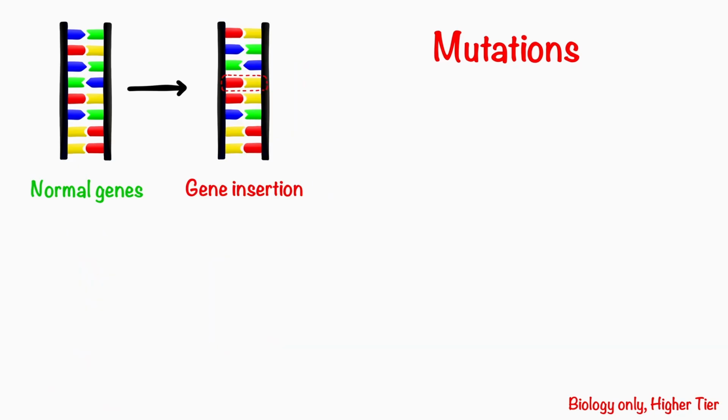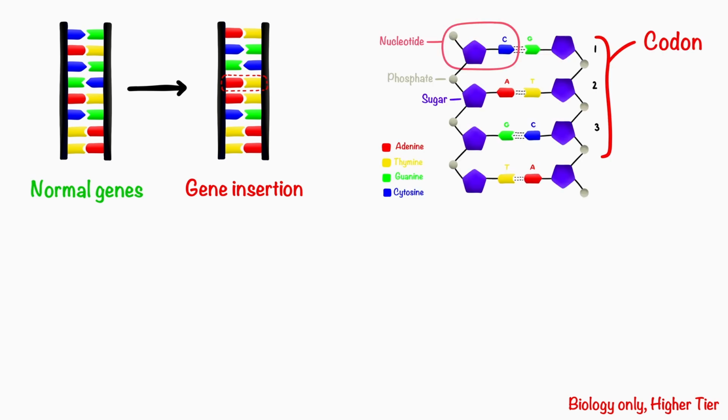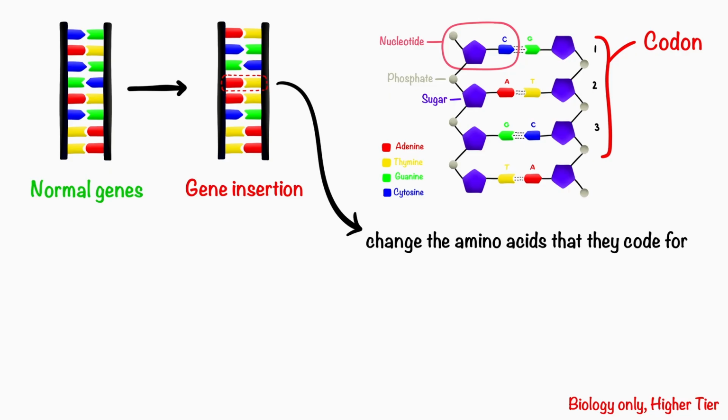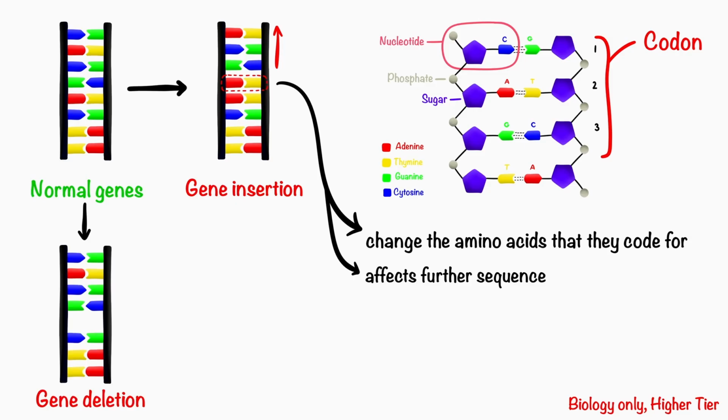There are different types of mutations. Insertions are where a new base is inserted into the DNA base sequence where it shouldn't be. You should remember that three bases in a DNA base sequence code for a particular amino acid. An insertion changes the way the groups of three bases are read, which can change the amino acids that they code for. Insertions can change more than one amino acid, as they have a knock-on effect on the bases further on in the sequence. Deletions are when a random base is deleted from the DNA base sequence.